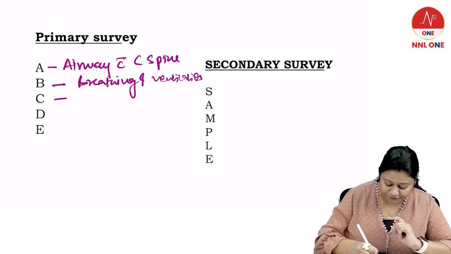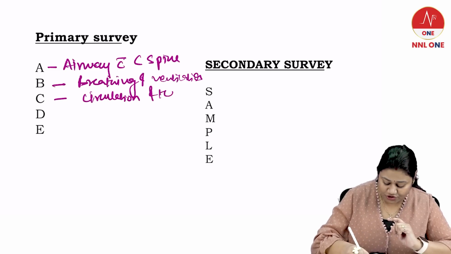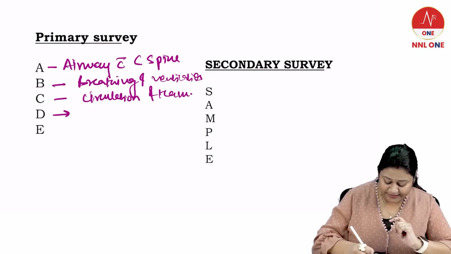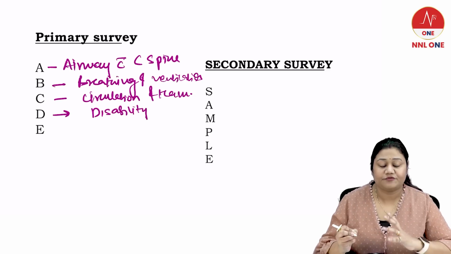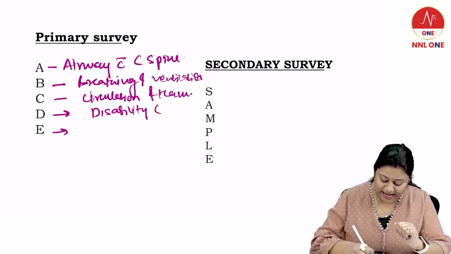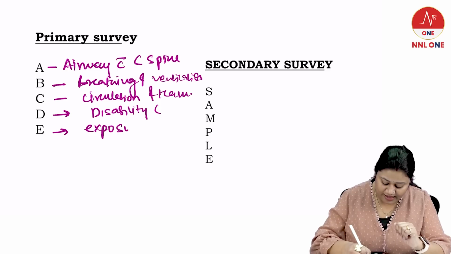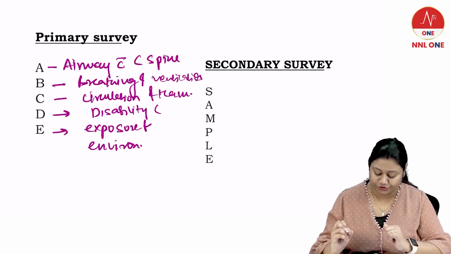Then C stands for circulation and hemorrhage control. D stands for disability, where you are performing the neurological assessment. E stands for exposure and environmental control, where you have to make sure the patient does not go into hypothermia.